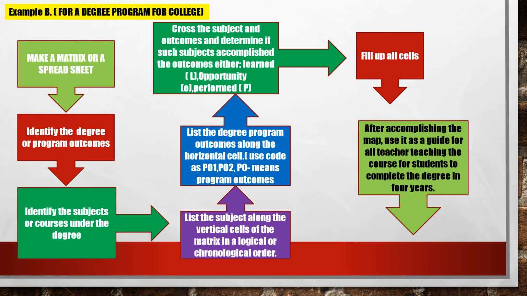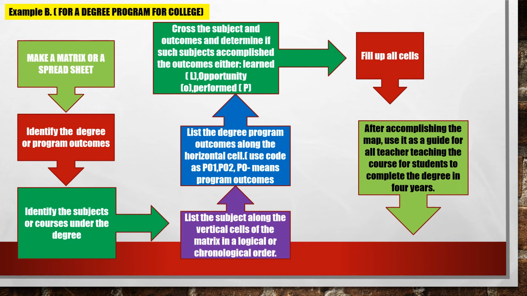This is another curriculum map example for a degree program for college. First, make a matrix or spreadsheet. Identify the degree program outcomes. Identify the subjects or courses under the degree. Choose the subject and outcomes and determine if such subject accomplishes the outcomes either to learn, opportunity, or perform.